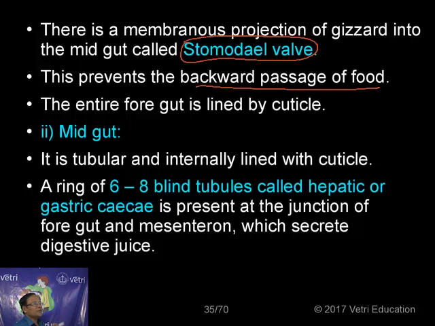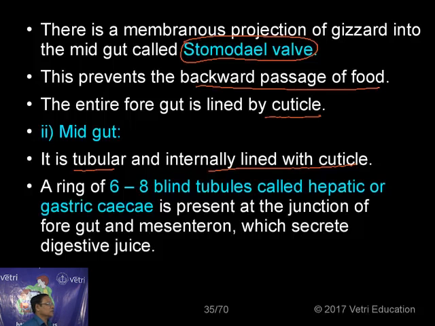And then, the entire foregut is internally lined with a cuticle. In order to give protection to the wall of the digestive tract, the entire foregut is internally lined with the cuticle. Now the midgut. The midgut is actually concerned with the digestion process, and it is tubular. It is also internally lined with the cuticle. Normally the cuticle is not present in animals for lining the digestive tract, but here, for giving protection to the wall, internally we have a cuticular layer.